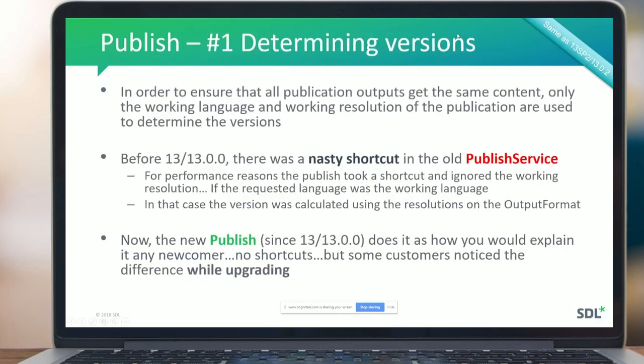On determining versions, there was something weird: we now only respect the working language and the working resolution. In the past, there was a performance shortcut: if the requested language of publishing and the working language on the publication version were the same, then it would do different interpretations. That has been removed, but it does mean that there are situations where a customer could rely on it. We have a solution for most scenarios in a couple of slides.